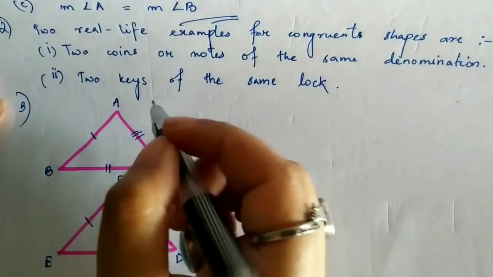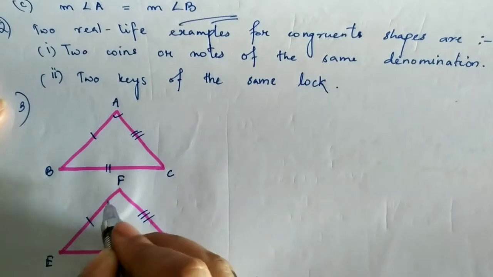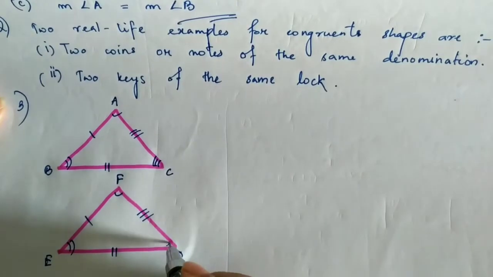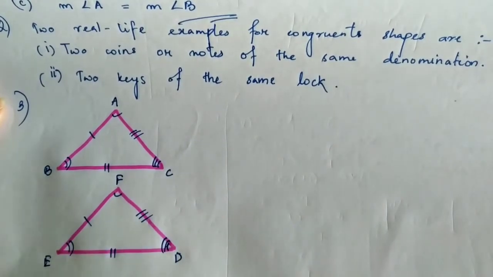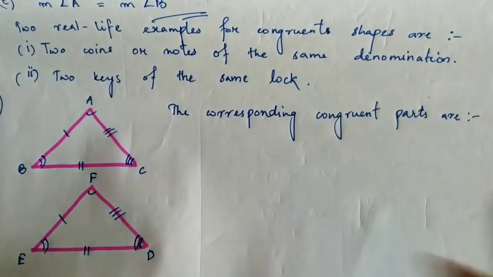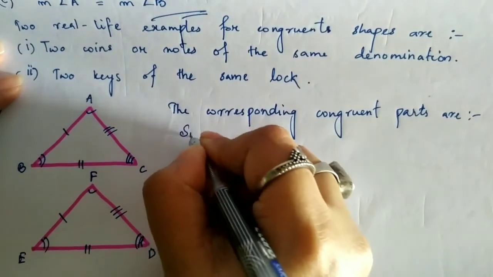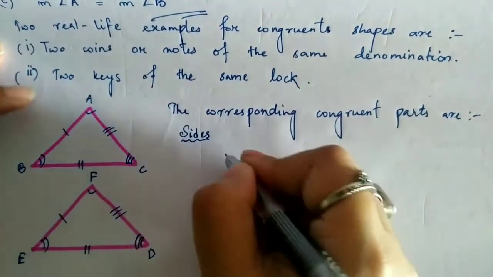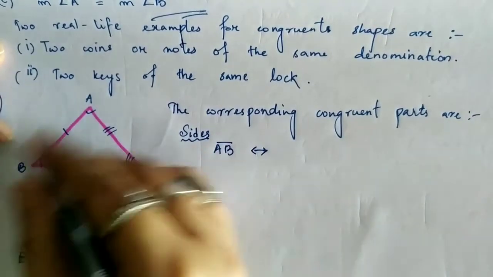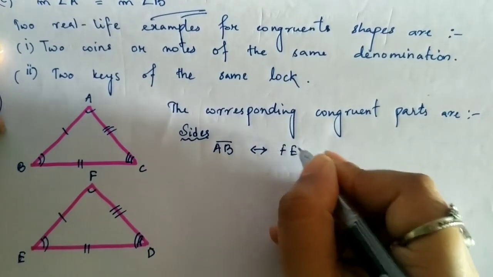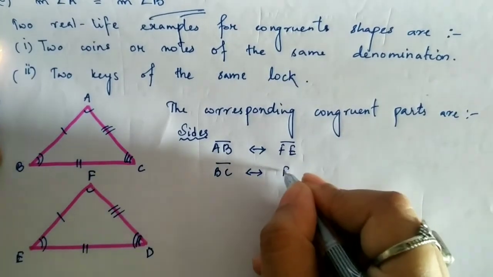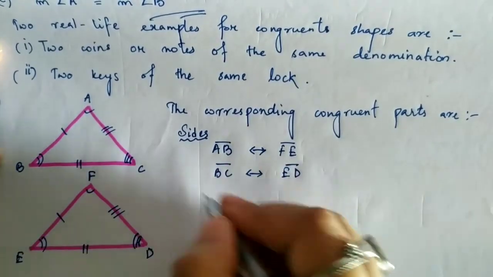Then we have the angles. This will be congruent to this. This will be congruent to this. And this angle will be congruent to this angle, and also the vertices because they are the points. So I can write down here. So the corresponding congruent parts are, if we consider the sides first, AB is congruent to, or you can write this symbol, corresponds to FE, then BC to ED, and another side, AC, you will write FD.